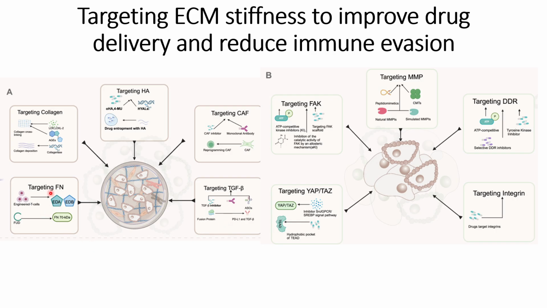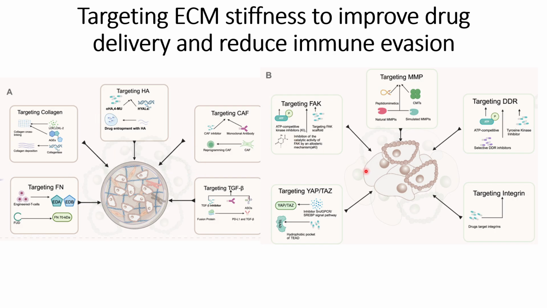Next one is targeting fibronectin, and this can be targeted using EDA and EDB. Fibronectin usually prevents the engineered T cells, for example the CAR T cells, from targeting the tumors. So if fibronectin has been targeted, it will increase the efficacy of these engineered T cells. These are some of the examples of the ECM components.